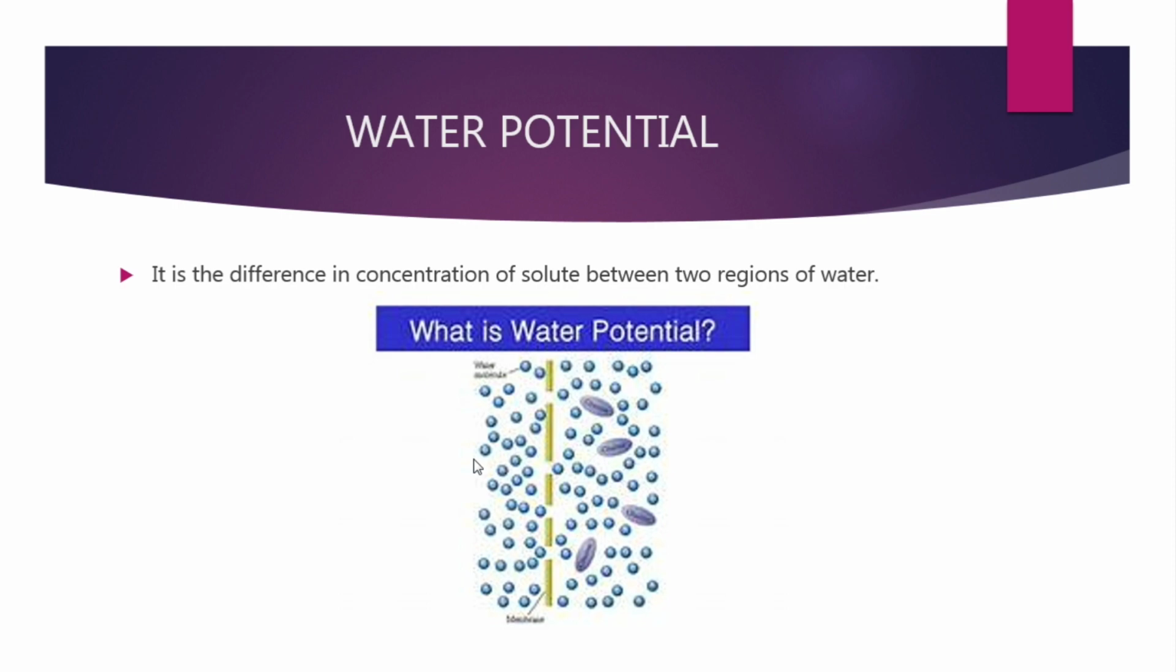So water potential is the difference in concentration of solute between two regions of water. Basically, water potential is a difference in the water molecules on both sides. As you can see, on the left side there are more water molecules present, and you can call these purple molecules. On the right side, four purple molecules are present, which means that the concentration of water molecules on the right side is lower than that on the left side. So we will say that the left side has higher water potential as compared to the right side, as it has a higher concentration of water molecules present.